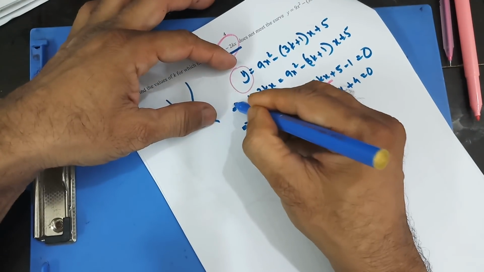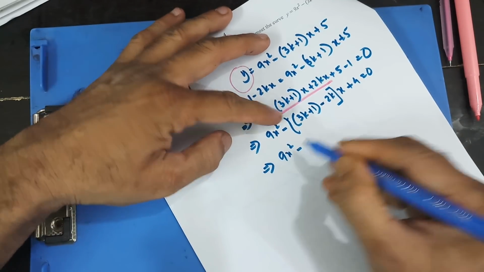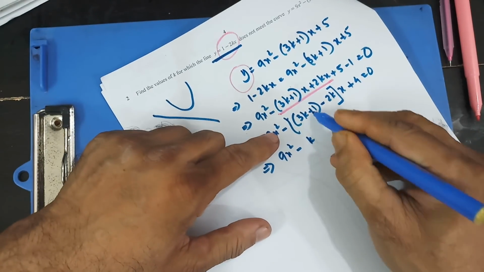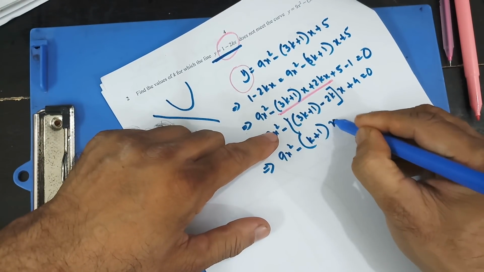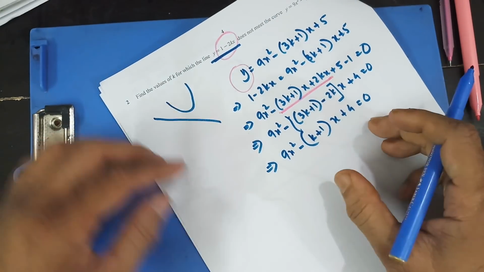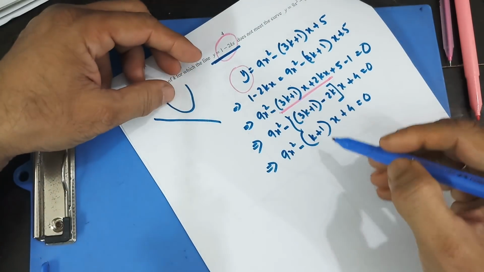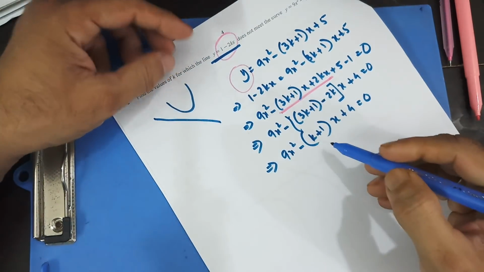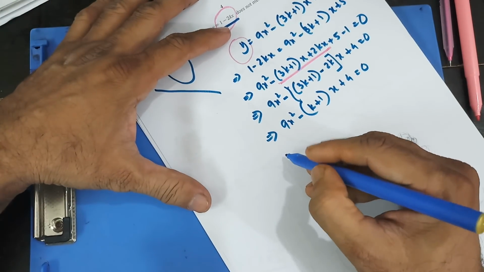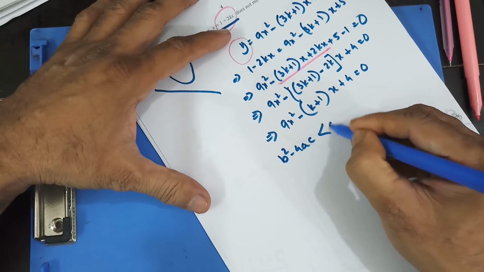Now what can I do? I can simplify that. 9x squared minus, when I take the bracket of 3k minus 2k, that's going to be (k plus 1)x plus 4 equal to 0. Now this is the equation when this curve and this line intersect, but the root is imaginary, or there are no real roots when they don't meet. And we know that that happens when b squared minus 4ac is less than 0.